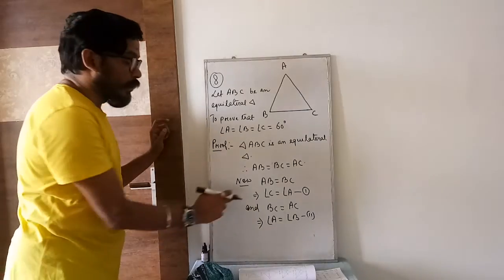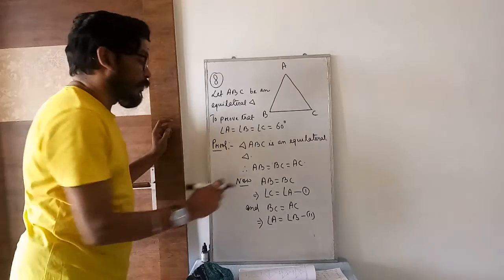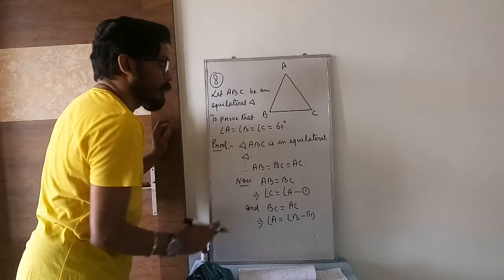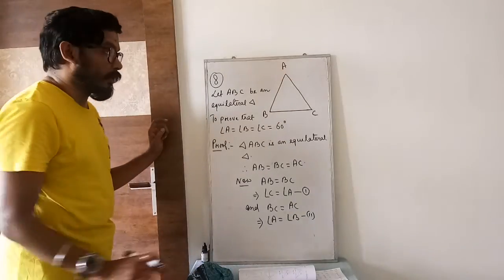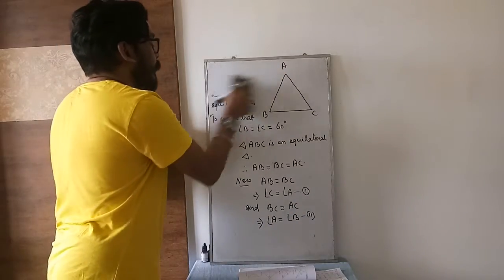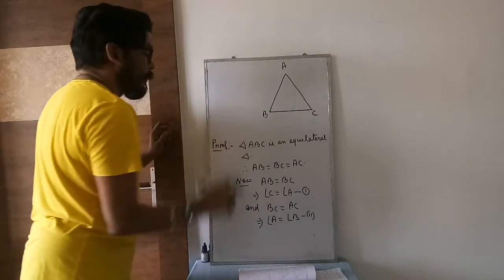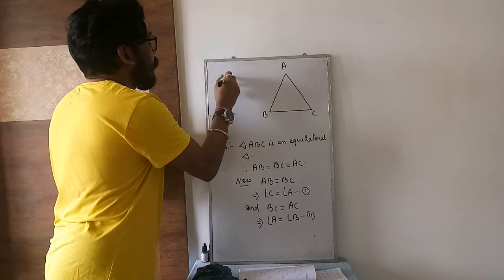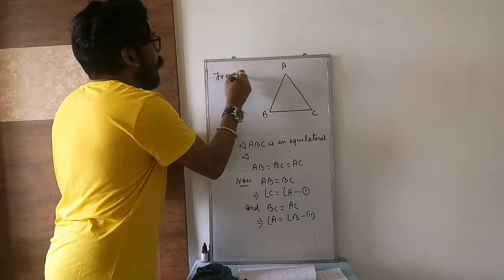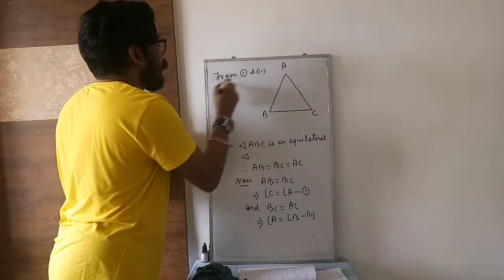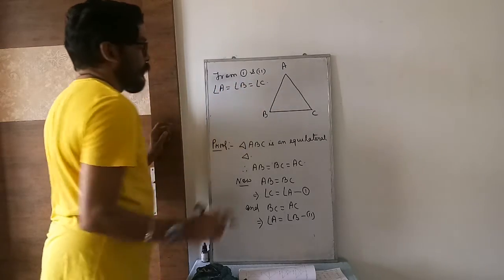Which property have I used? Theorem number 7.2. Angles opposite to equal sides are equal. So the first two equal sides I have written, their angles are also equal. Next I have taken the last two sides, their opposite angles are also equal. So from 1 and 2 what you can write? From 1 and 2 you can write angle A equal to angle B equal to angle C.